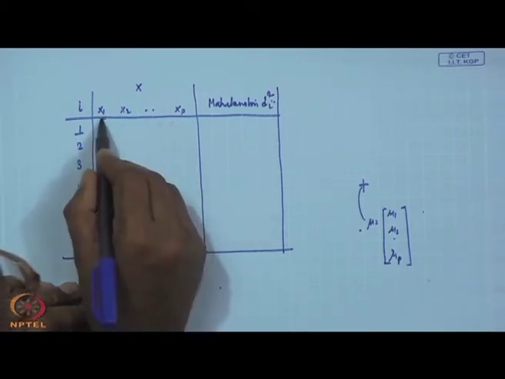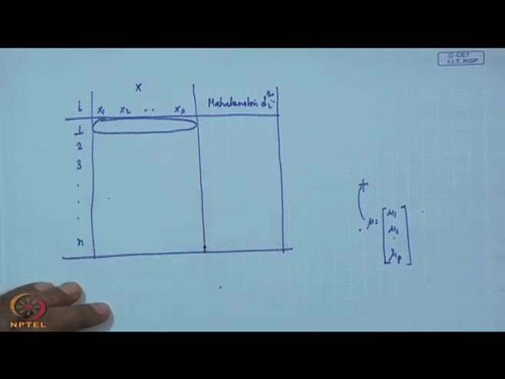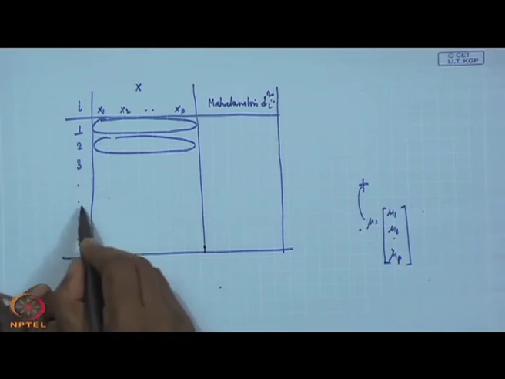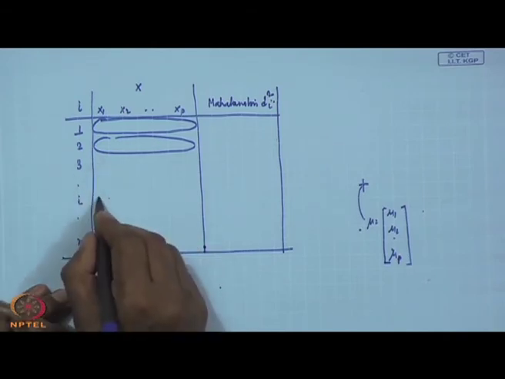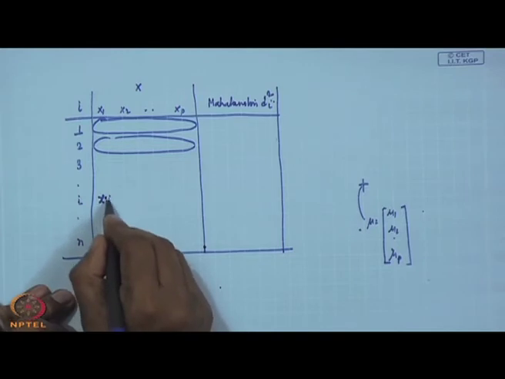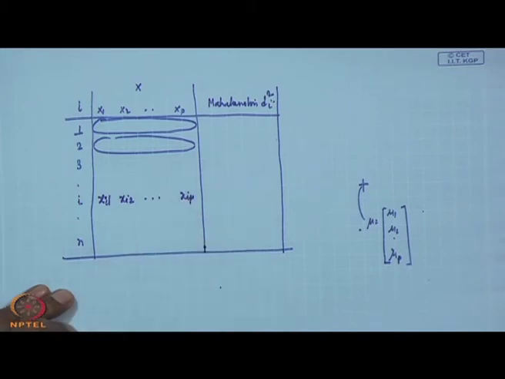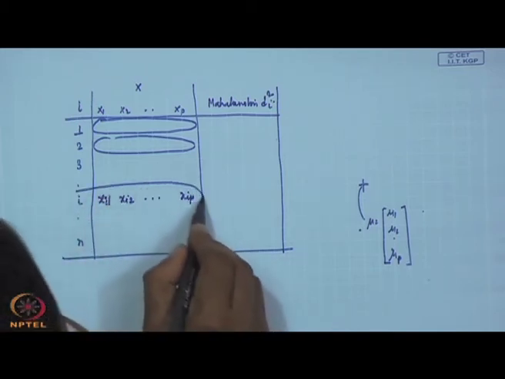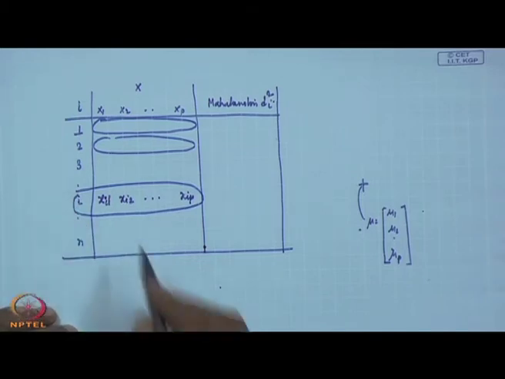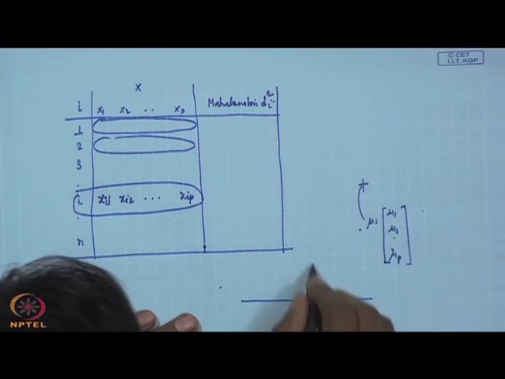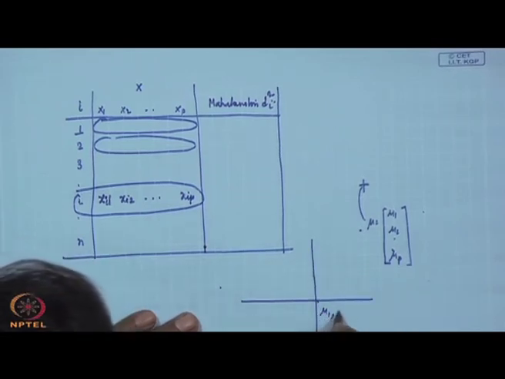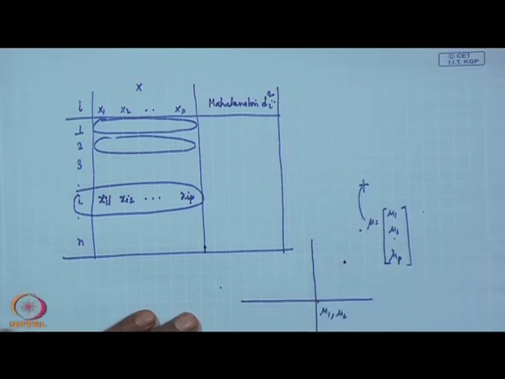You are getting data on p variables. This is your first observation, this is your second observation. Like this, if there is the ith point, you will be getting x i 1, x i 2, x i p. So, this is your ith observation. Now, you want to find out where that ith observation lies. If we consider a two dimensional case, this is my mu 1 and mu 2, and somewhere here my ith observation is falling. So, I want to get this distance.